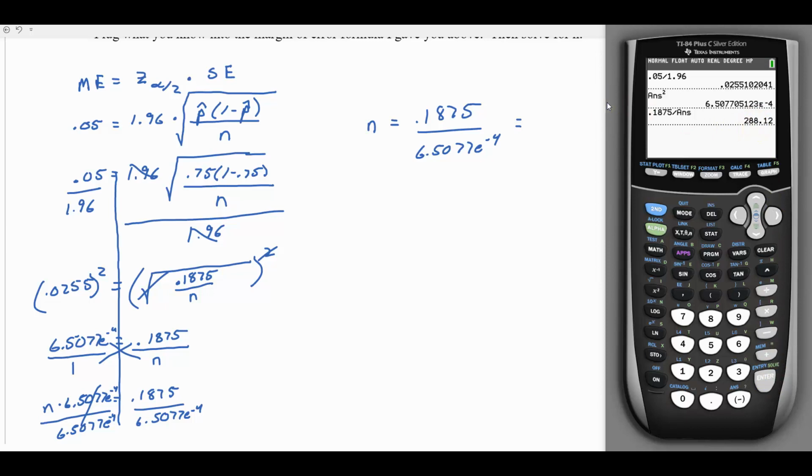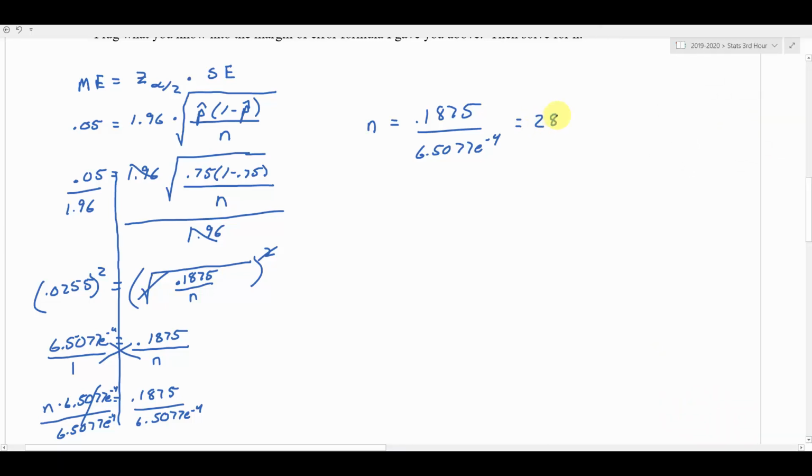So I got 288.12. So this is supposed to be my sample size, but we can't sample 288.12 people, so we're going to round up to the nearest whole person. So we'll just say that our sample size is going to be 289. Okay, so there's the sample size that I'm going to be working with.